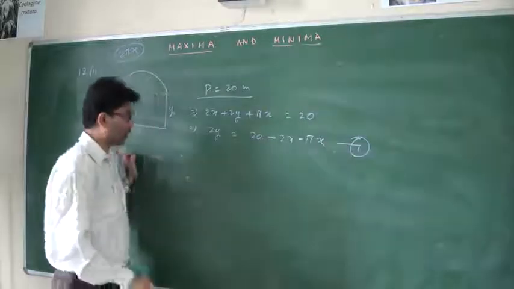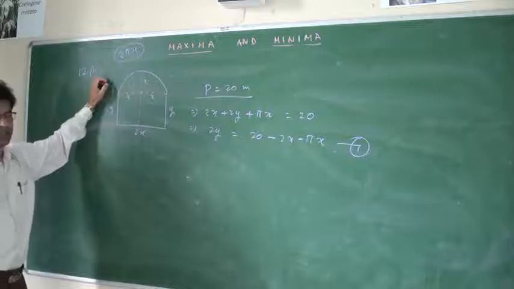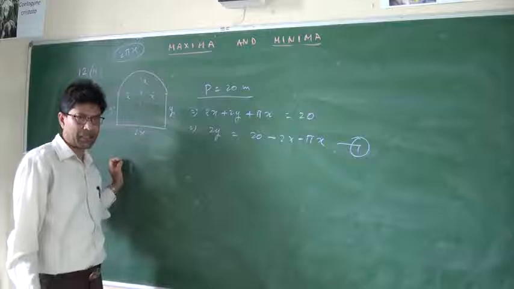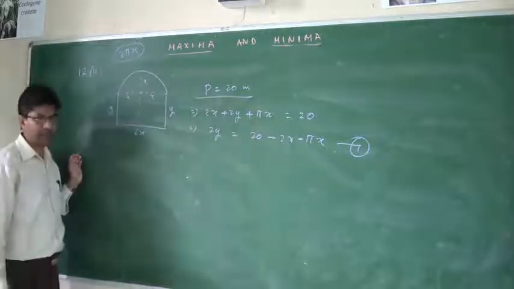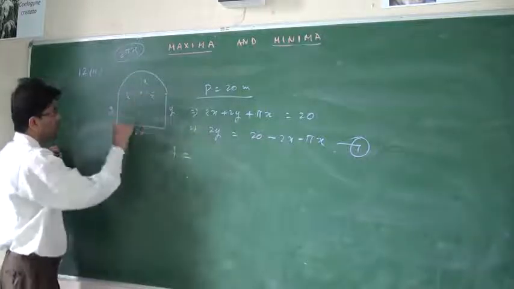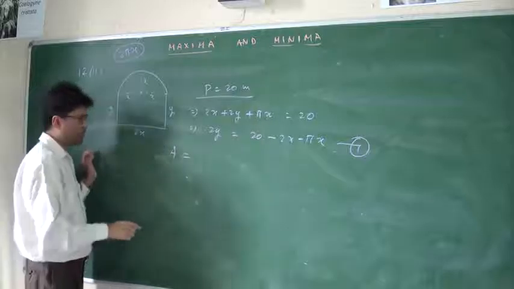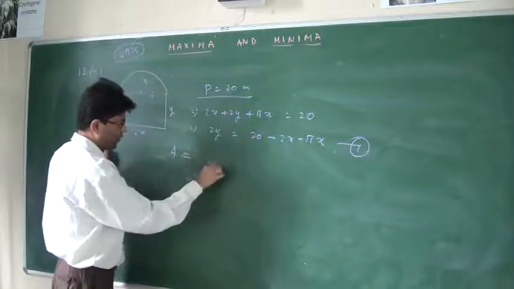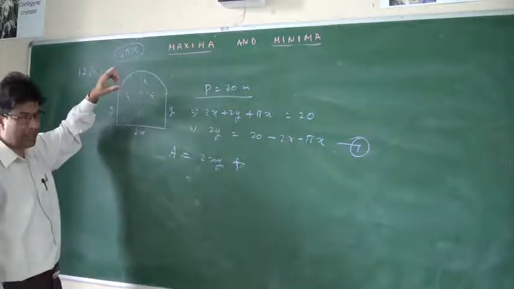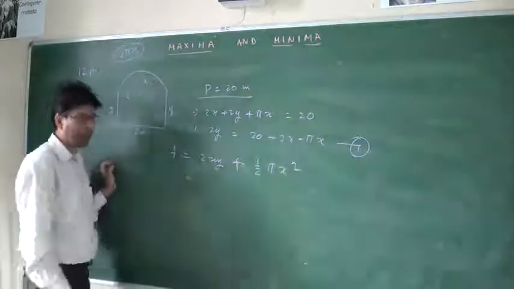Now why am I finding the value of 2y? Because I need to convert the area function into a single variable. Here x and y both will come. One has to be replaced by the other, so that we get a single variable and we can find the derivative. Let's see now the area function. Area of the rectangular part is length into breadth, that is 2x into y, 2xy, plus area of semicircle. Area of circle is pi r square, half of that, radius is x, so half pi x square.